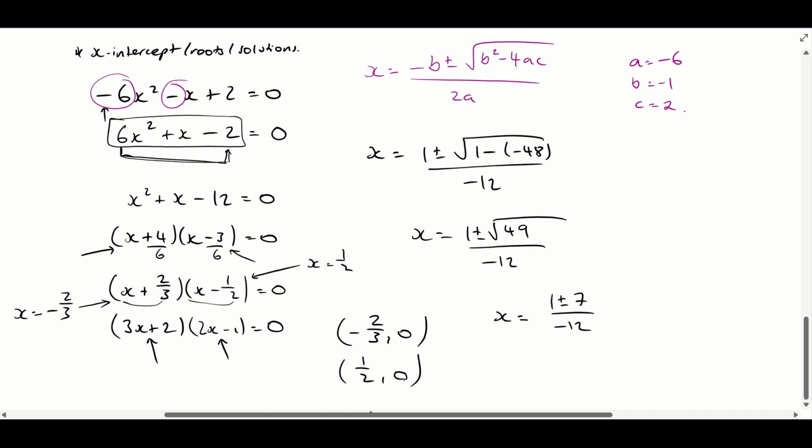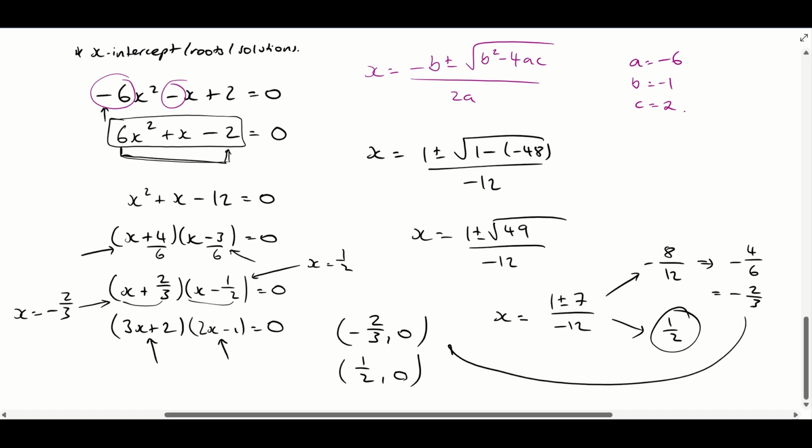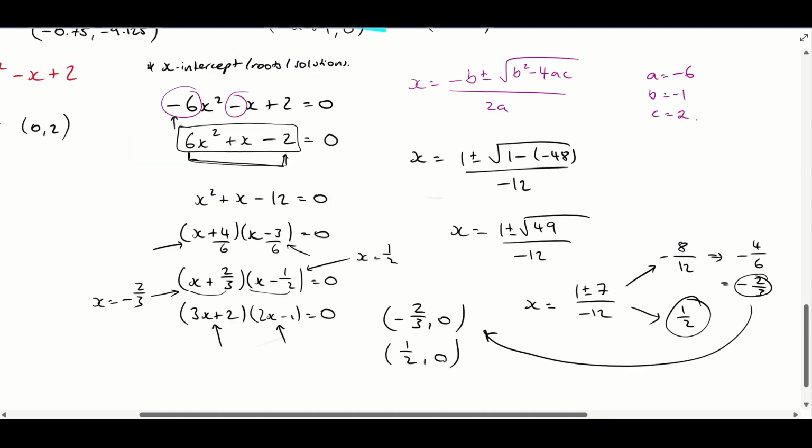And if we did 1 plus 7, we end up with 8 over 12 with our negative because of the minus 12. Or if we did 1 minus 7, we end up with our minus 6 divided by minus 12, which is just 1/2. So there's our half that pops out. And then negative 8 over 12, I can simplify that down to be negative 4 over 6, which is negative 2 over 3, which is exactly what we see here as well. So quadratic formula does work.